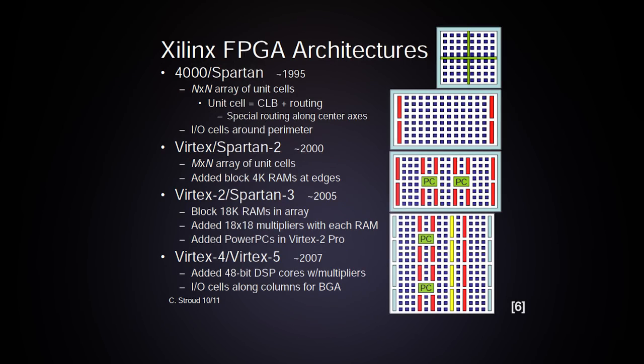This slide shows the evolution of the FPGA architecture. In 1995, Xilinx made FPGAs with an n by n array of cells with global routing down the center spines. By 2000, they had added block 4K RAMs. In 2005, multipliers were added along with hardcore processors, a PowerPC in this case, among the earliest true PSOC parts. In 2007, they added DSP cores.